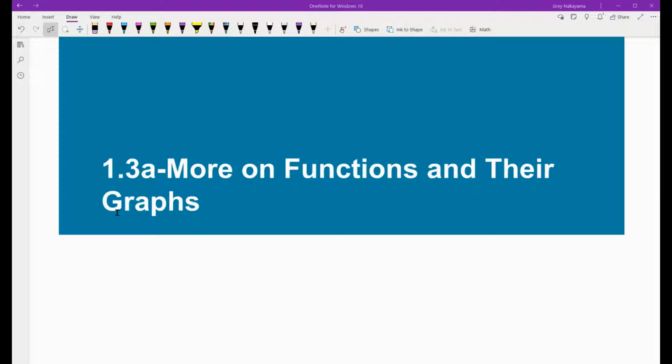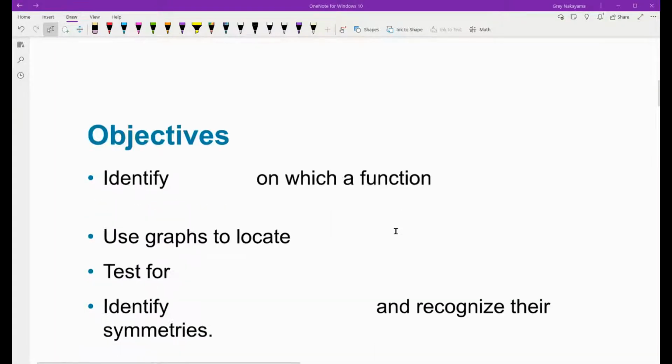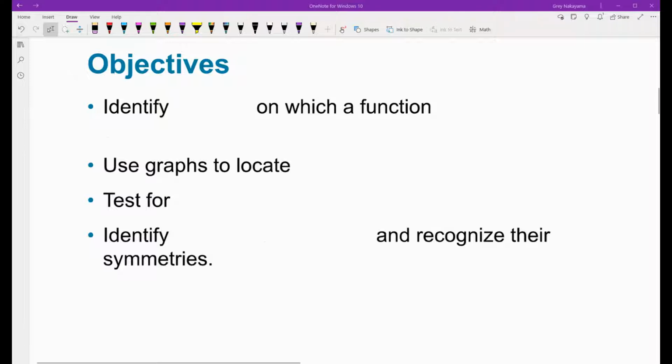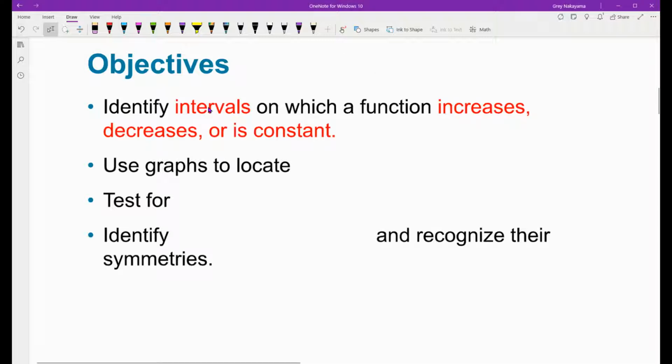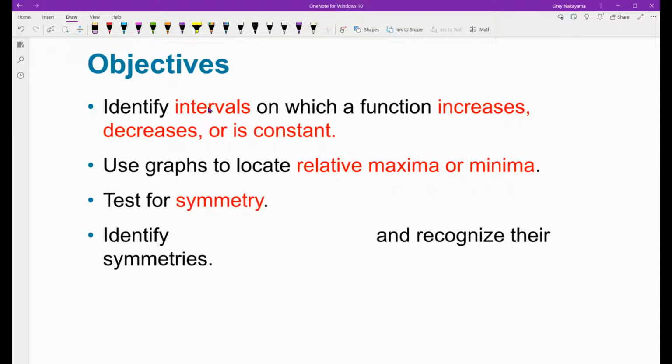So again, being able to read that picture, there's a lot of information. So we're going to go ahead and get started. What we're going to be doing in this video is knowing how to identify intervals on which that function increases, decreases, or remains constant. We're going to use graphs to locate the relative maximum or minimum of a graph. We're going to test for symmetry, and then we're going to identify even or odd functions.